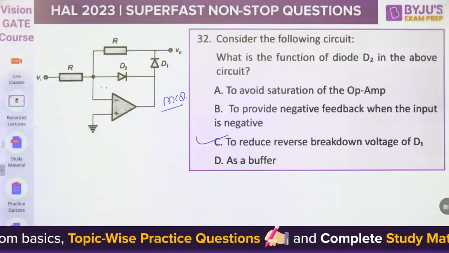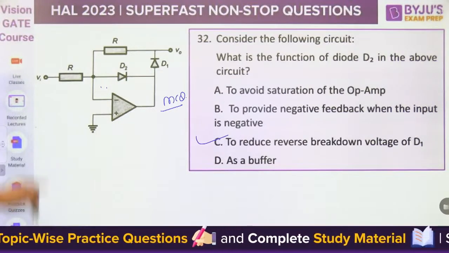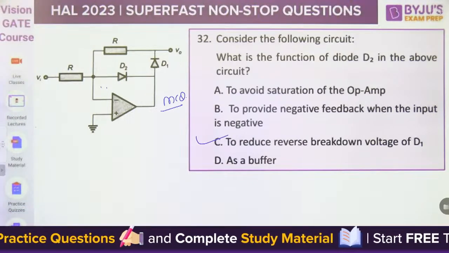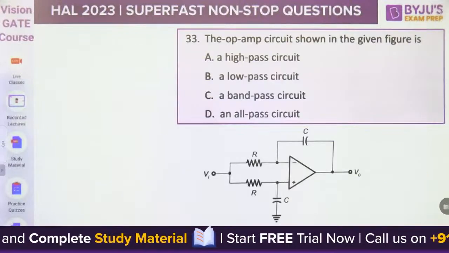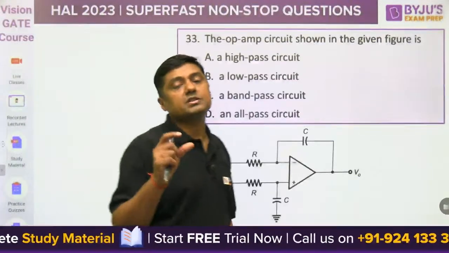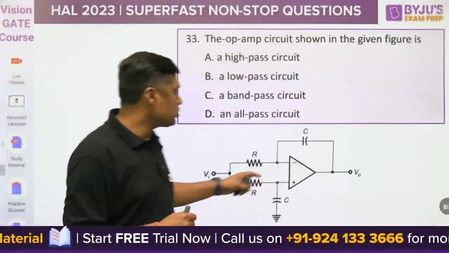You have given the right, but which one is the best answer? C is the best answer. Then, precision rectifier. If they ask what is the name of the circuit, then you can say it is a precision rectifier. Now next question.